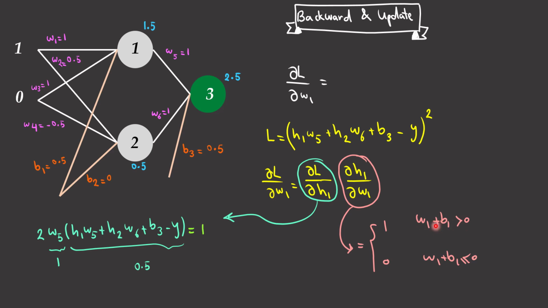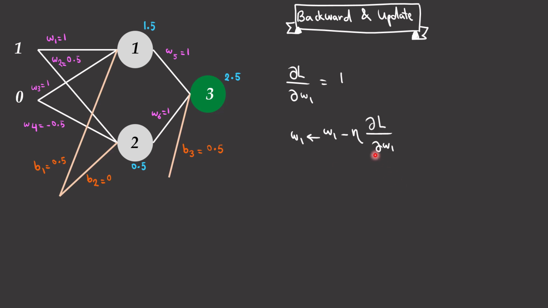So let's plug in the values. W1 is 1, and also the bias 1 is 0.5. So 1 plus 0.5 is 1.5, which is positive. So the output of this term would be 1. And the output of this term is 1, so 1 times 1 is 1. As a matter of fact, the partial derivative of the loss function with respect to w1 is 1, and now we should use this formula in order to update w1.